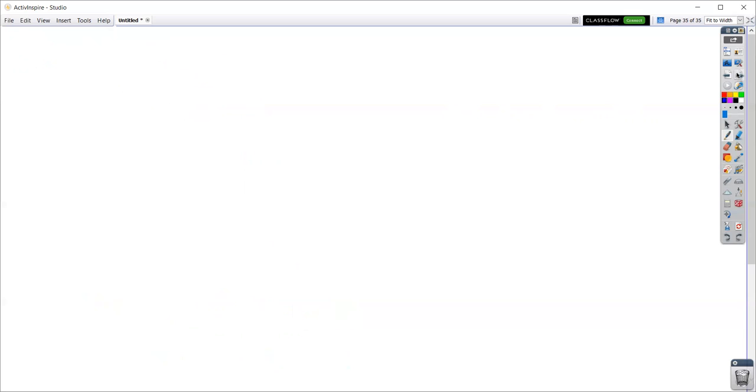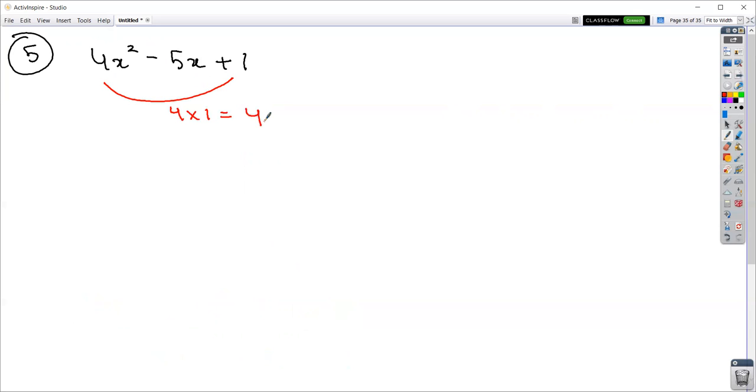Looking to the last example of it. So we are having 4x squared minus 5x plus 1. We're going to start with the first one by multiplying the first and the last term together. 4 times 1 is 4.